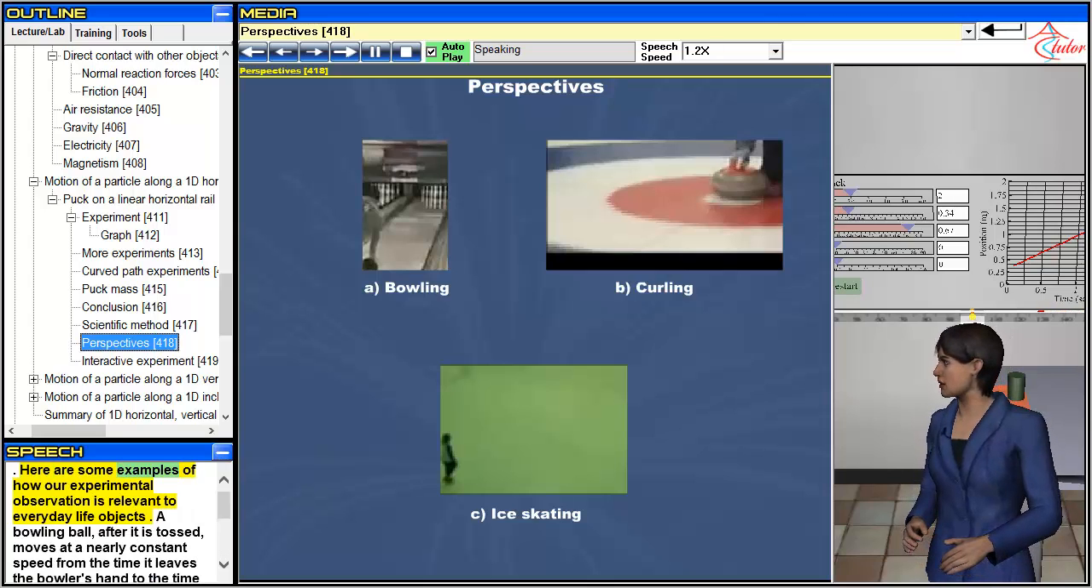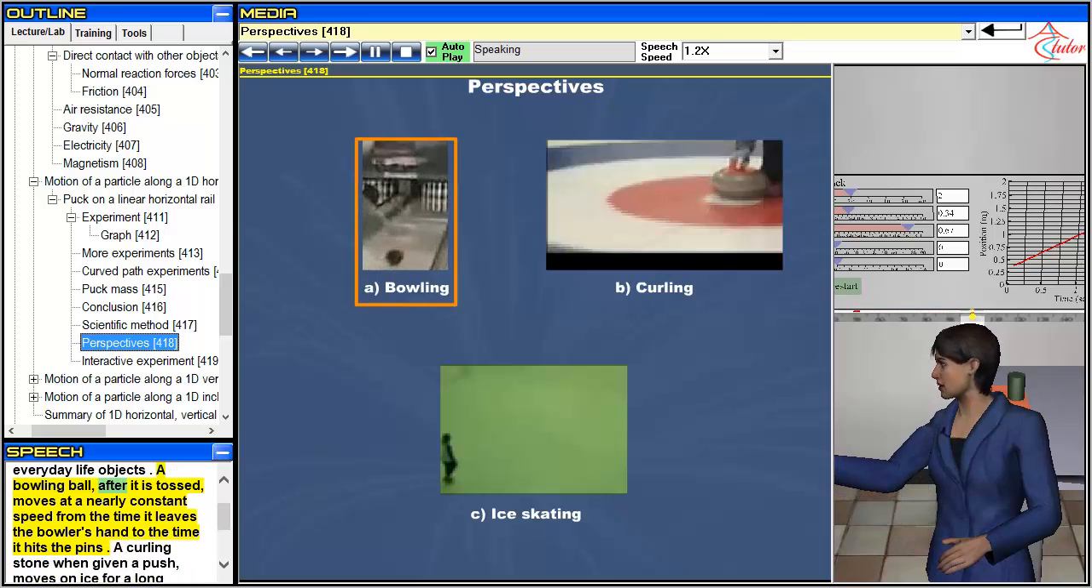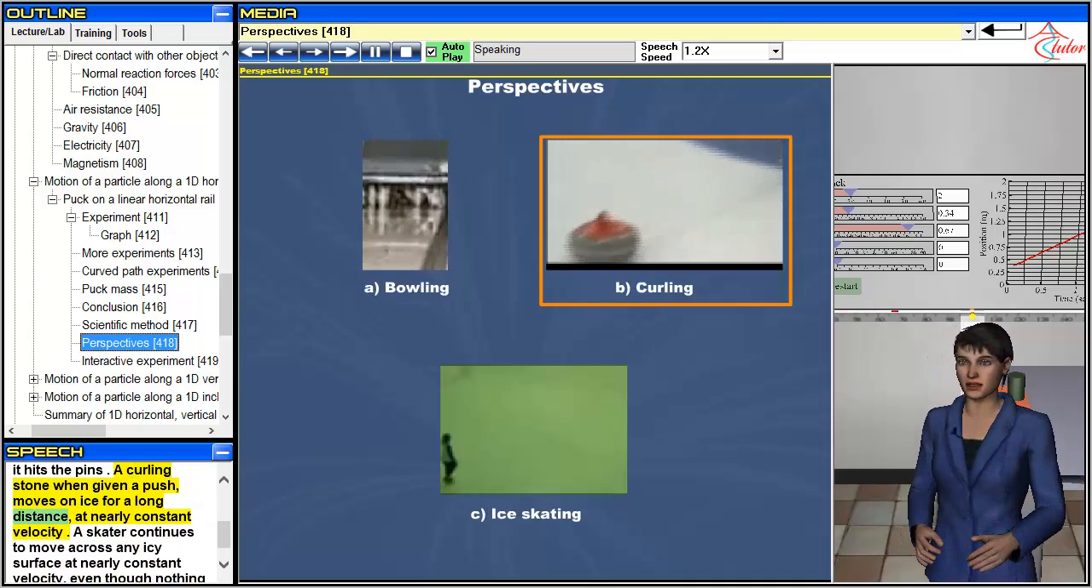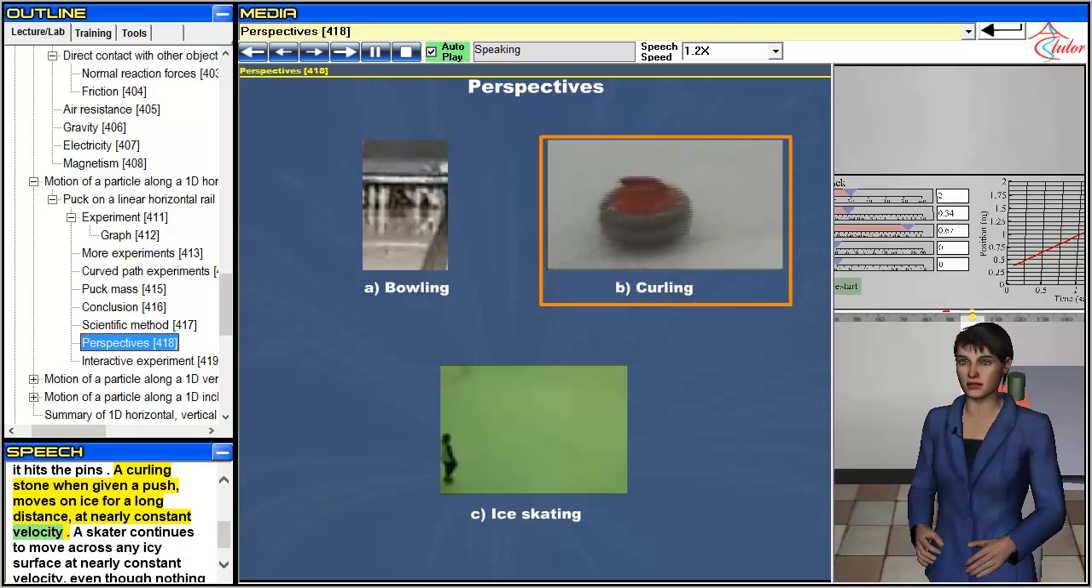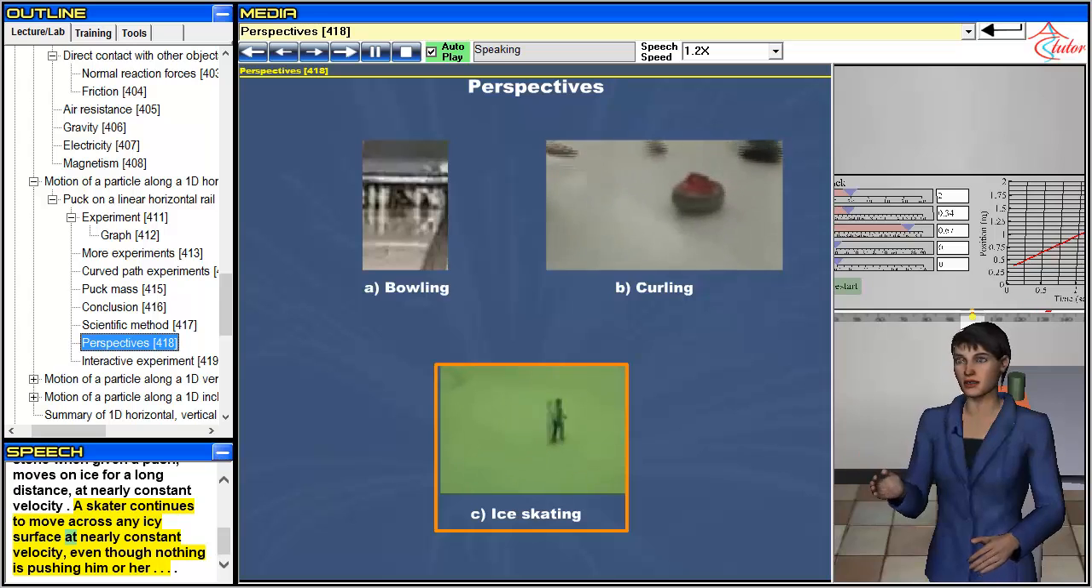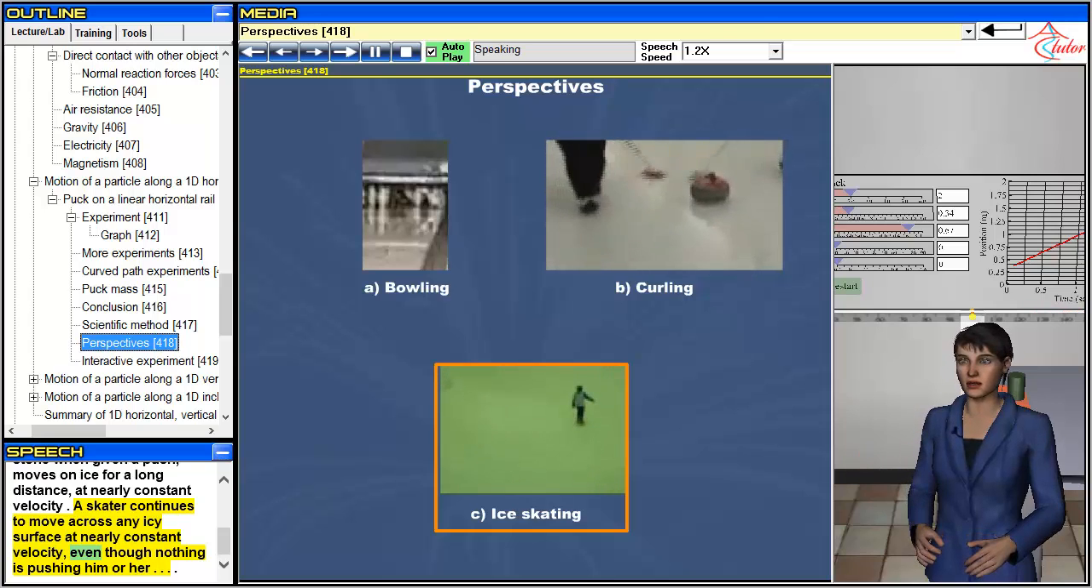Here are some examples of how our experimental observation is relevant to everyday life objects. A bowling ball, after it is tossed, moves at a nearly constant speed from the time it leaves the bowler's hand to the time it hits the pins. A curling stone, when given a push, moves on ice for a long distance, at nearly constant velocity. A skater continues to move across any icy surface at nearly constant velocity, even though nothing is pushing him or her.